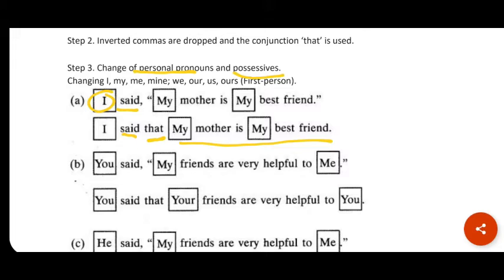Now example number 2. You said my friends are very helpful to me. So you said that my will change into your. Now it is second person, you is second person. So this is direct speech, so it uses my. But in indirect speech it will change to your, and me will change to you.